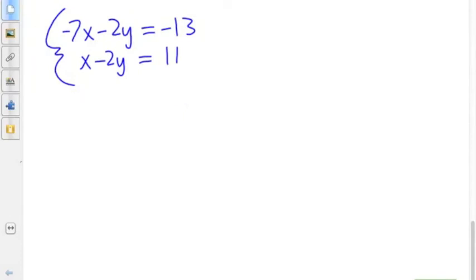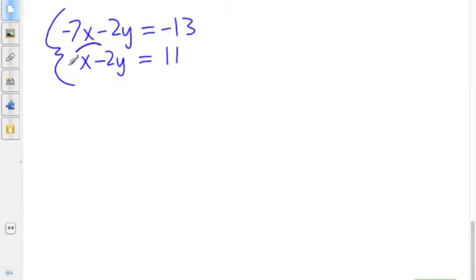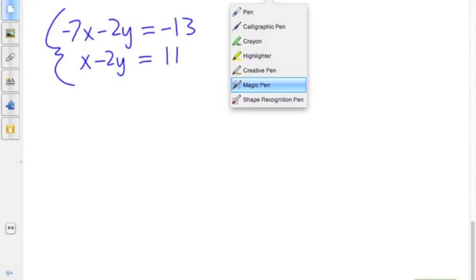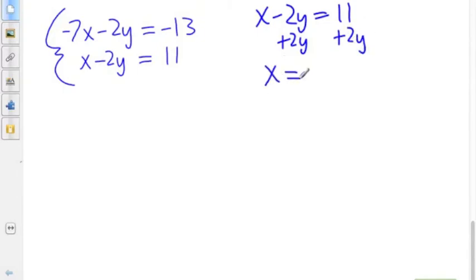So if I'm solving by substitution, again, my goal is to figure out which variable is easiest to isolate here. And in this one, again, I have an x that's by itself, so I'm going to go ahead and isolate x. So I'm going to find x in terms of y in that second equation. So if x minus 2y equals 11, then I add 2y to both sides, then we would have x equals 2y plus 11.